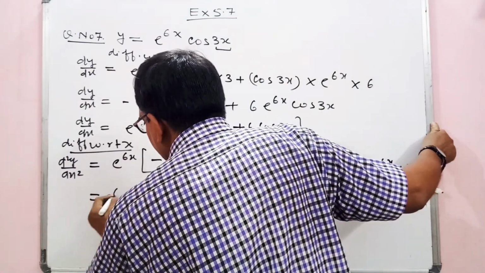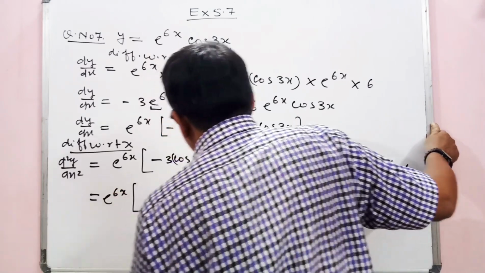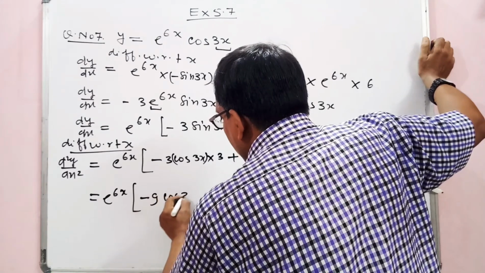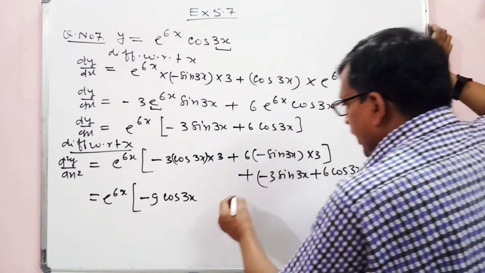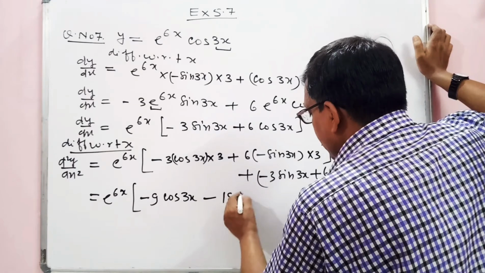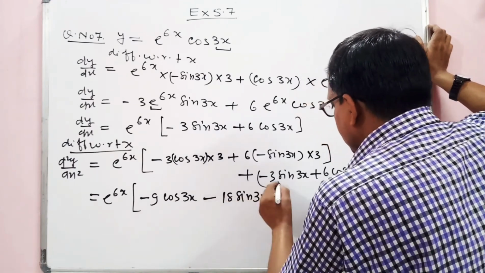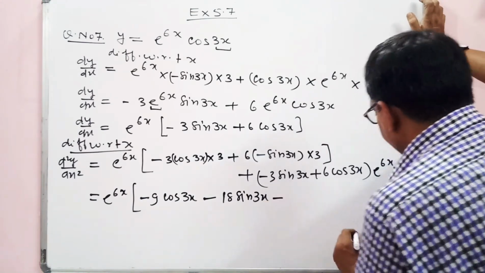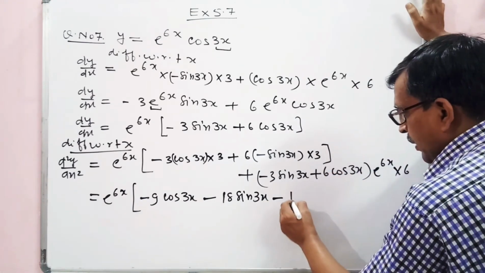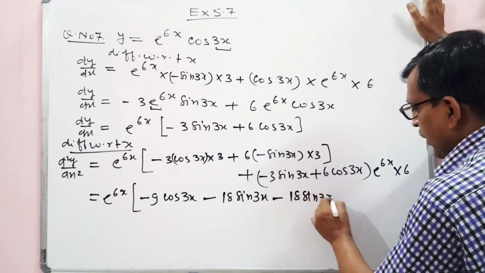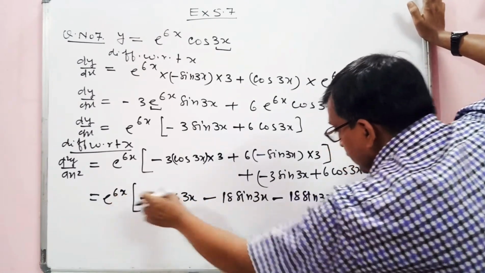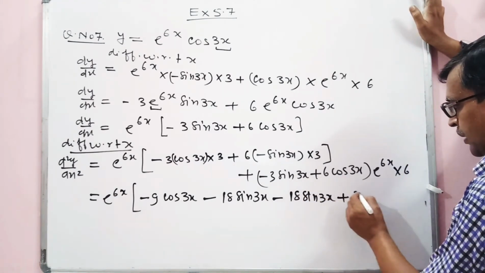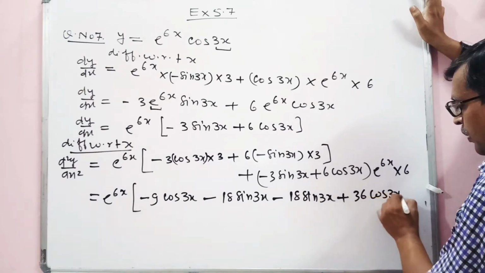Now e raised to power 6x we take common, 3 times 3 is 9, minus 9 cos 3x, plus into minus minus 6 is 18 sin 3x, plus and minus is there, then 6 you multiply, 18 sin 3x, 6 e raised to power 6x common, then 6 times 6 is 18 and plus 6 times 6 is 36 cos 3x.